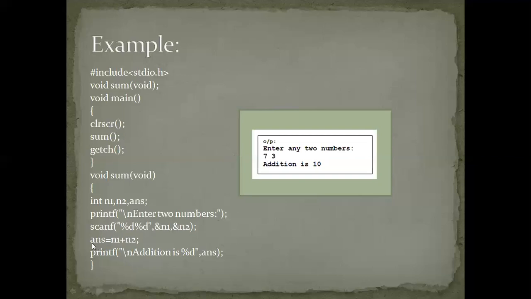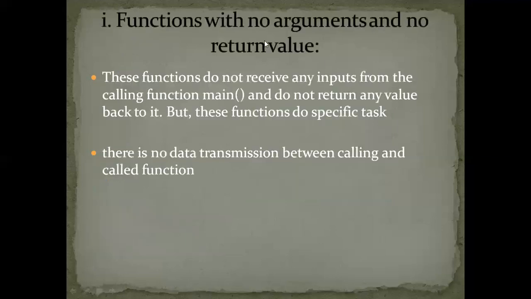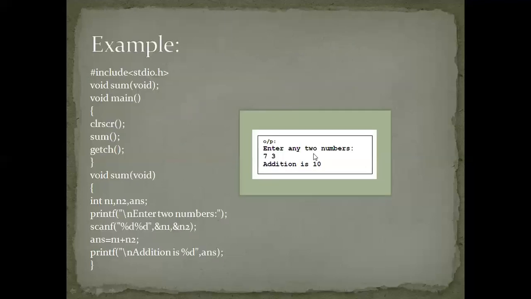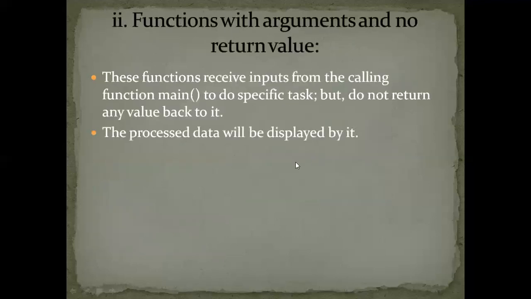Finally, I'm supposed to display the addition of the two numbers. So the answer contains 10, and the addition 10 is going to be displayed on the monitor. Understood? So this is a simple program which talks about the function with no arguments and no return value. Okay, so this is the first category.